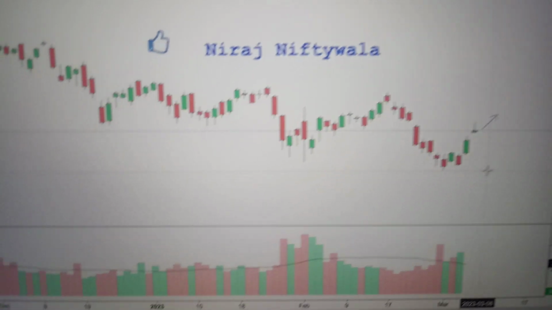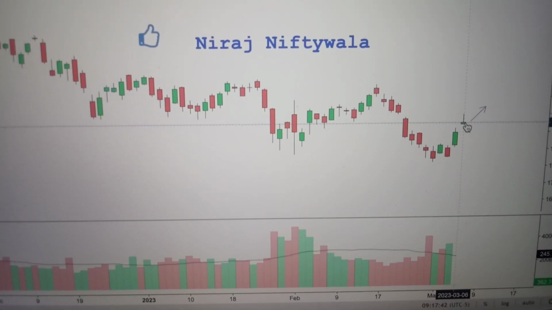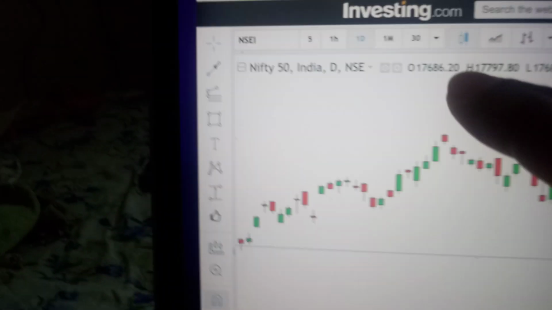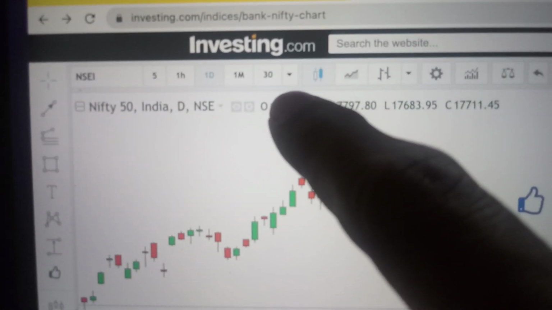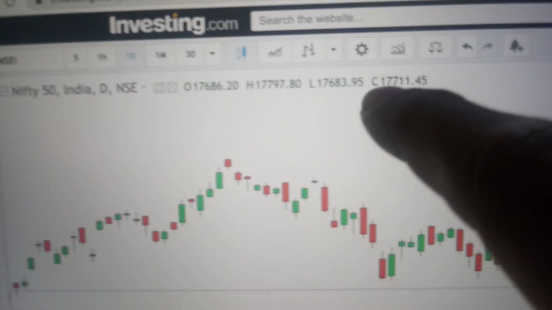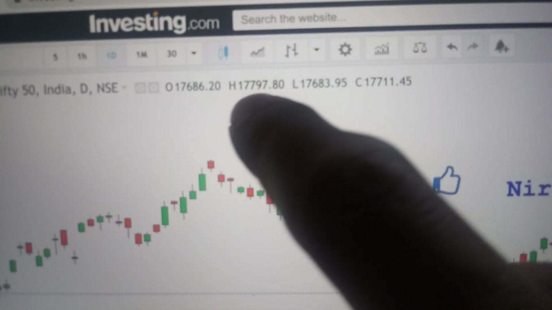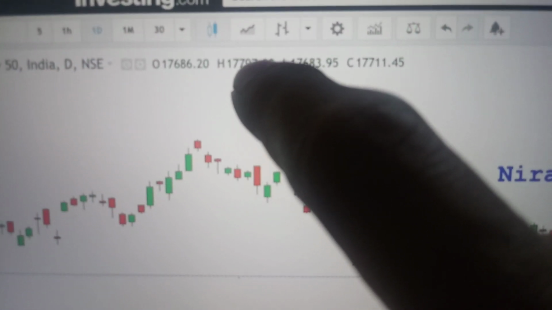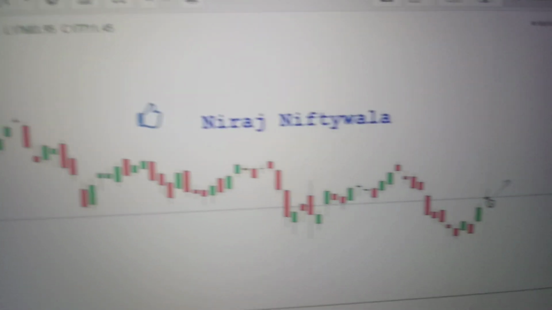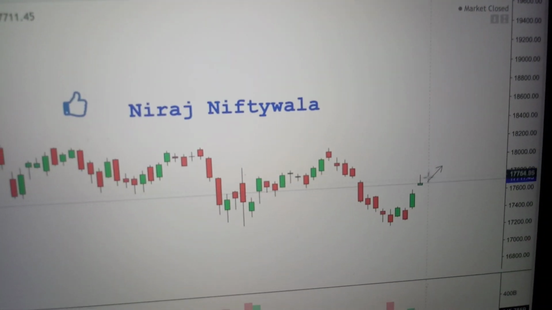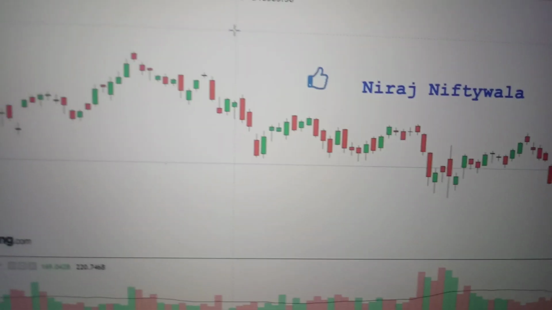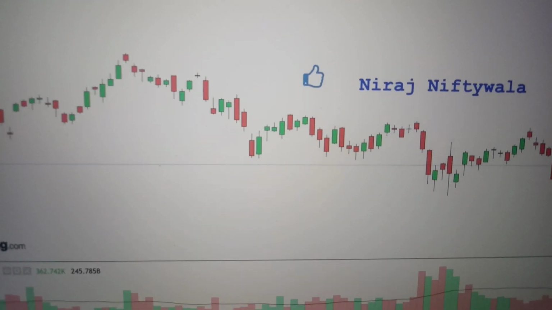Now what happened in Nifty today? Nifty went up and closed lower. You have to see that today the open was 17,686. It went to a high of 17,797. It made a low of 17,683 but closed at 17,711. So it did not go above 17,800. It reversed from there and came to close at 17,711, which is why I have drawn this arrow: it went up and then came down today, and this is how the candle is made. So this is, at a very basic level, how you read a candlestick chart.